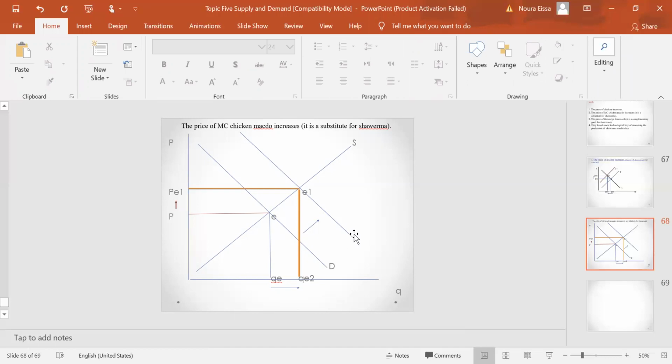So the demand increases. When people want to buy more shawarmas, what's going to happen? When people want to buy more, the prices usually increase. And when prices increase, the supplier, because they want to maximize profit, what will they do? They will increase the quantity from QE to QE2. Okay? This is how you explain it in words. All right?